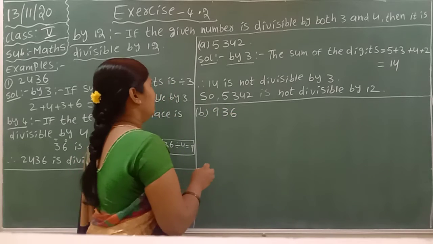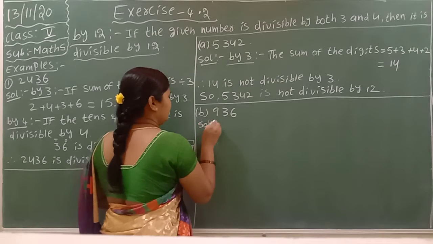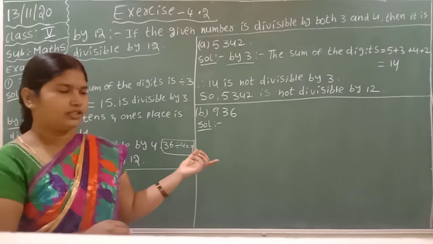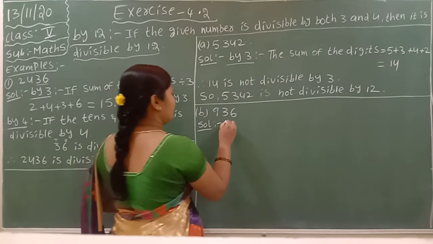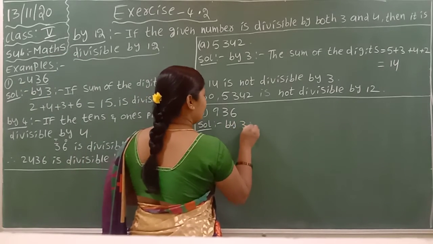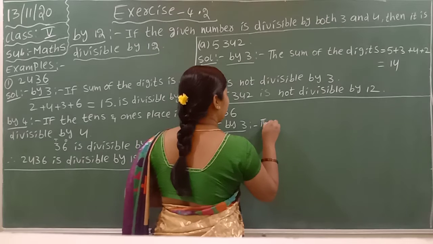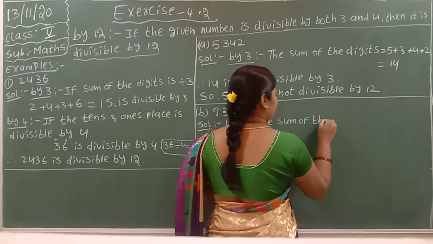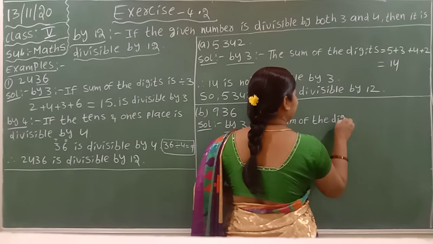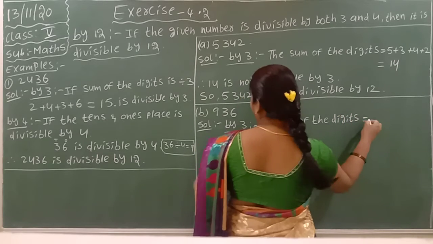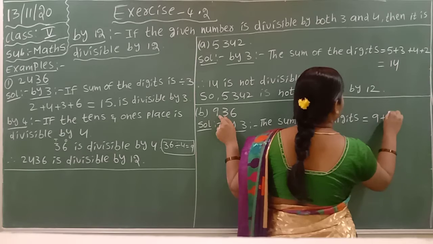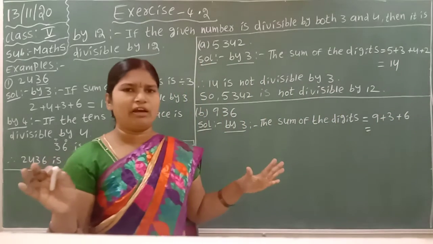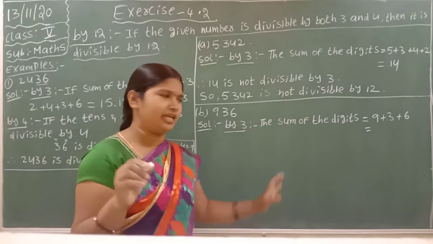936. Here, solution. Here also they are asking whether it is divisible by 12. First write down the by 3 formula. That is the sum of the digits. The sum of the digits is equal to 9 plus 3 plus 6. If they give any number of digits, the process is the same.